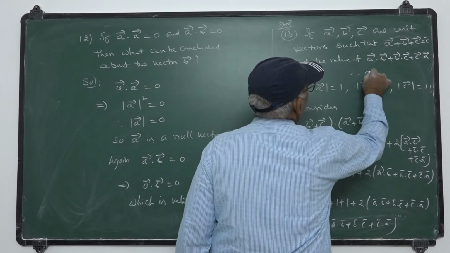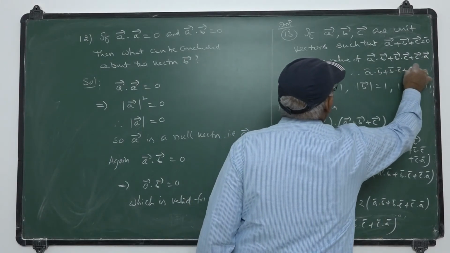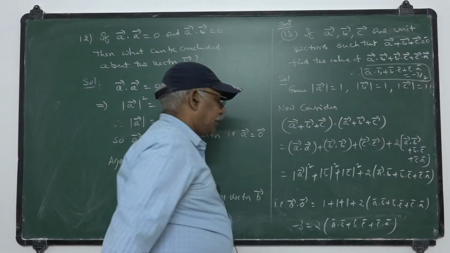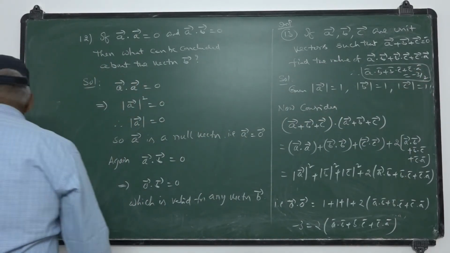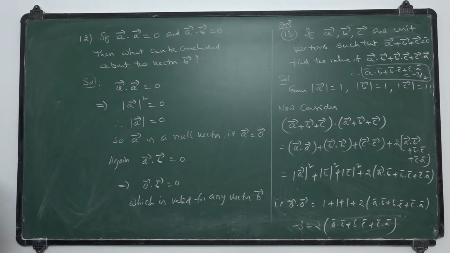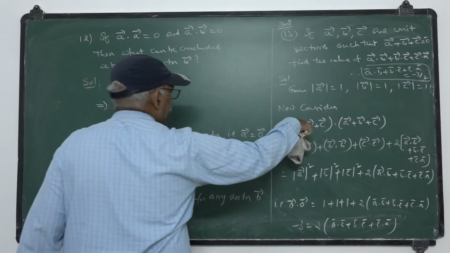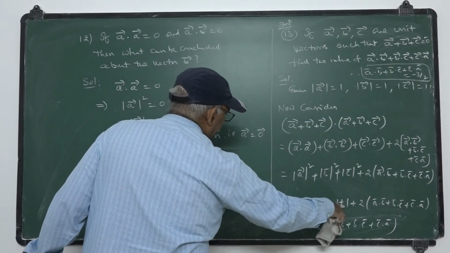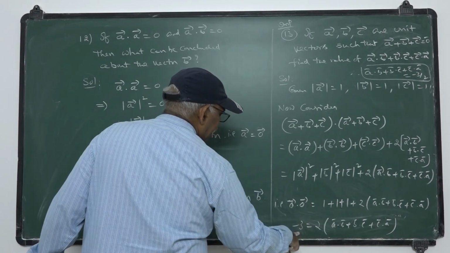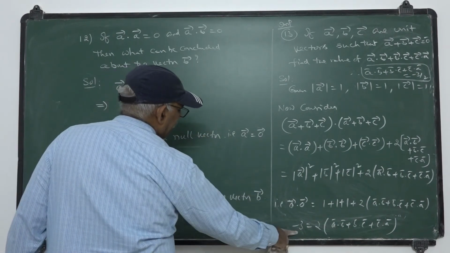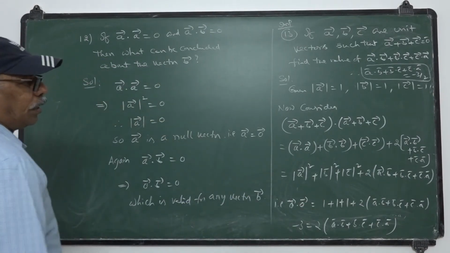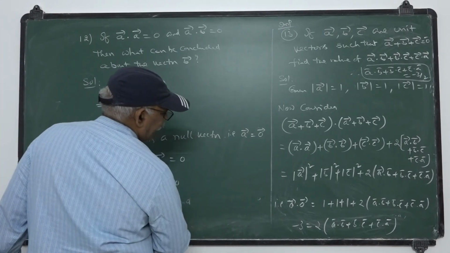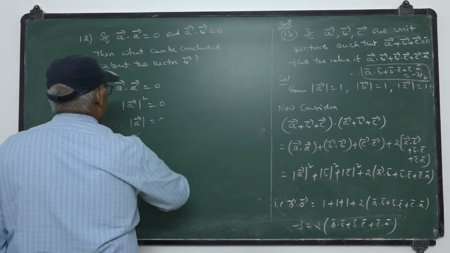Hence, A dot B plus B dot C plus C dot A is minus 3 by 2. This is our answer. Because A bar plus B bar plus C bar is 0 bar, 0 bar dot 0 bar is 0. So 1 plus 1 plus 1 is 3. Taking this 3 to this side, we get minus 3 equal to 2 into A dot B, B dot C, C dot A. So from that, we can find A dot B plus B dot C plus C dot A as minus 3 by 2.